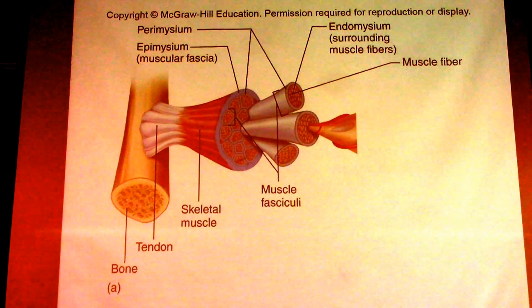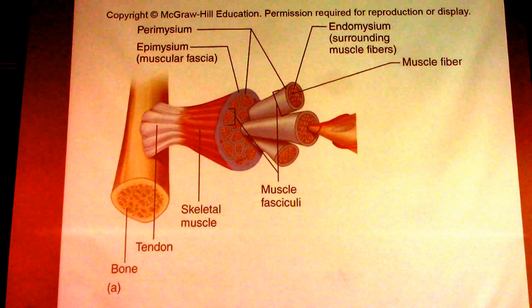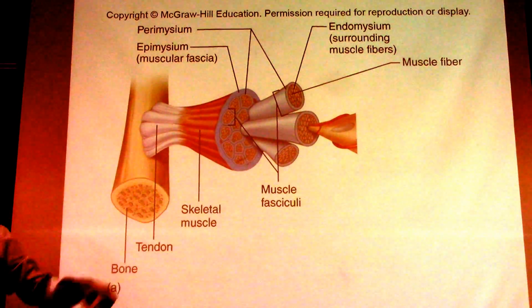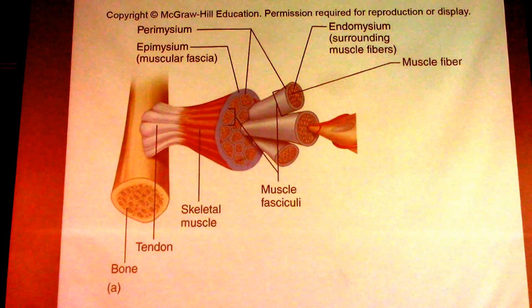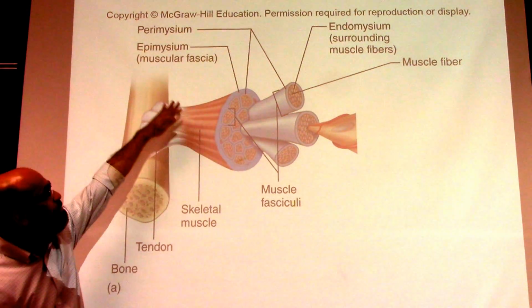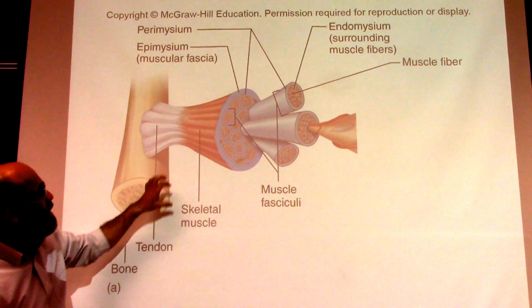Tendons are very strong, and they usually don't break, but they do break also. They can get detached from the bone, or they can actually break if you put them under a lot of stress. But they are just extensions of this epimysium layer, which is covering the entire muscle.